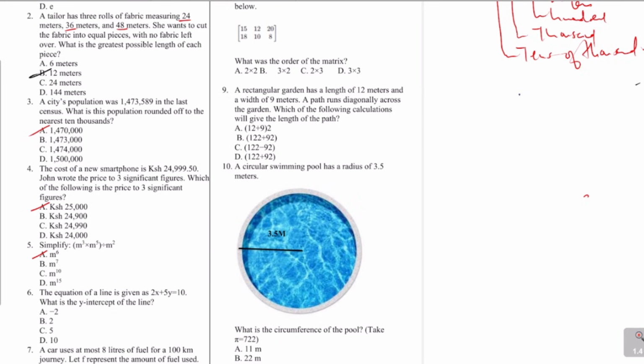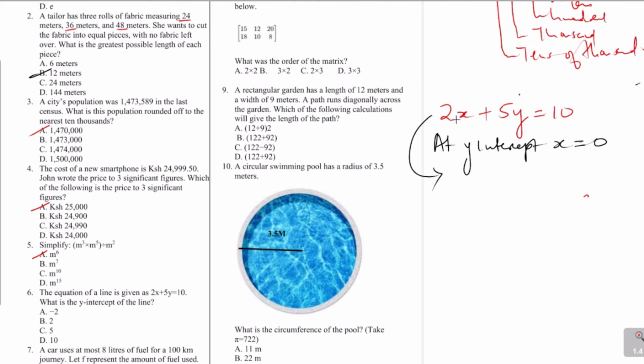So the next question is question 6. The equation of a line is given as 2x plus 5y is equal to 10. What is the y-intercept of the line? So we have 2x plus 5y is equal to 10. You are required to get the y-intercept. One thing that you should know about the y-intercept is that at the y-intercept, the x coordinate is equal to 0. So you simply take this equation, and where we have x, you substitute 0.